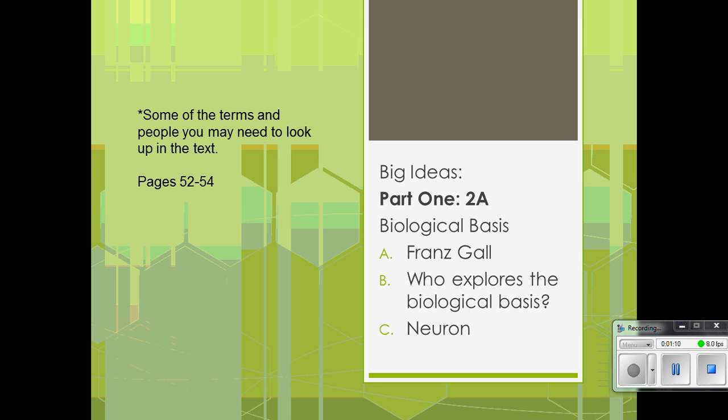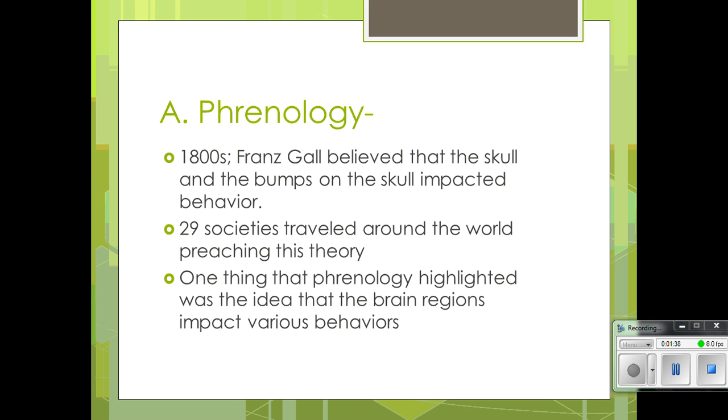So the big ideas, we are going to do part 1 in section 2A. Remember, this is the section that's looking at neurons and the endocrine system. What I hope you are able to understand by the end of this presentation is who Franz Gall was, who really explores biological basis, and then the neuron and parts of the neuron. So let's kind of look at the brain.